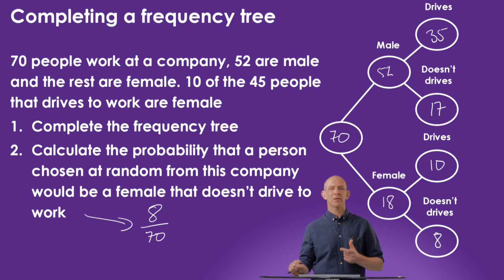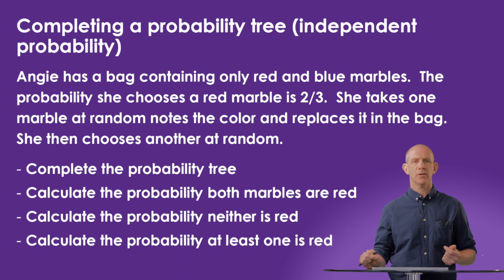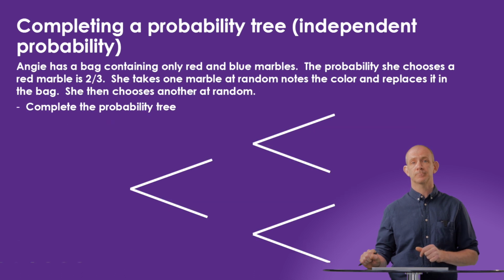These can be used to calculate probabilities, but let's look at a probability tree where the probabilities are added directly onto the branches. In this question, Angie has a bag containing only red and blue marbles. The probability that she chooses a red marble is 2 over 3. She takes one marble at random, makes a note of the colour and replaces it in the bag. She then chooses another at random. We're asked to complete the probability tree and then calculate the probability that both marbles are red, the probability that neither marbles are red, and then calculate the probability that at least one is red.